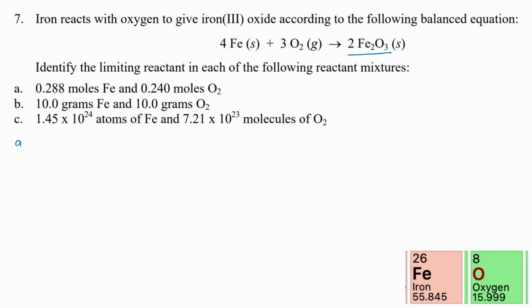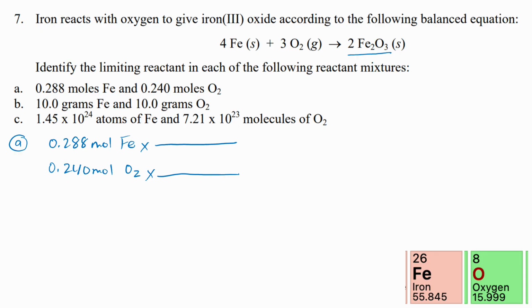So first, starting with A, we have 0.288 moles of iron, and we have 0.240 moles of oxygen gas, and it wants to have us solve for the limiting reactant. So again, limiting reactant, we are solving into the same product. In this case, there's only one. So we want to get rid of moles of Fe, and we want to end up with moles of Fe2O3. Same down here, we want to get rid of moles of oxygen gas. We want to end up with moles of Fe2O3.